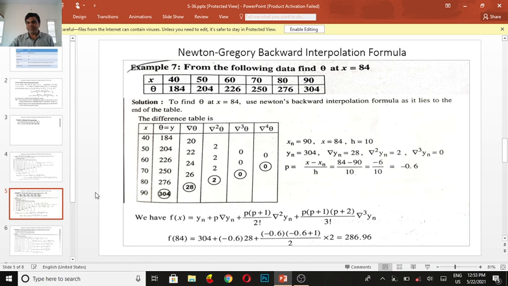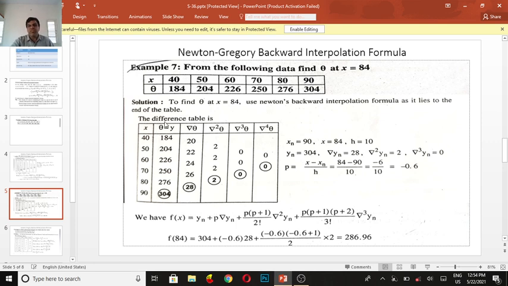From the following data, find theta at x equal to 84. x is given as 40, 50, 60, 70, 80, 90, and the corresponding values of theta are 184, 204, 226, 250, 276, 304. To find theta at x equal to 84, where is 84? It certainly lies between 80 and 90, at the end of the table. So use the Newton backward interpolation formula, as it lies towards the end of the table.